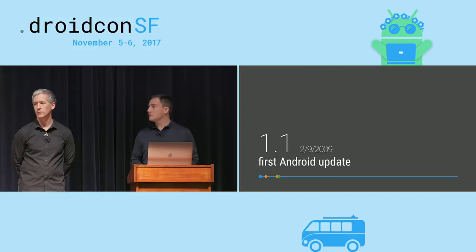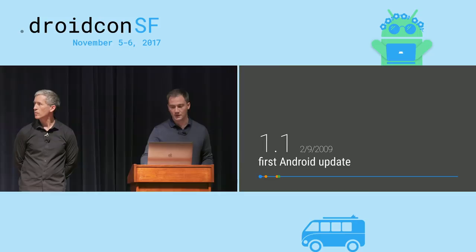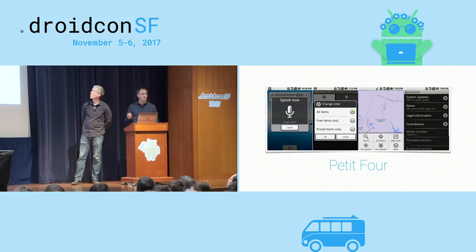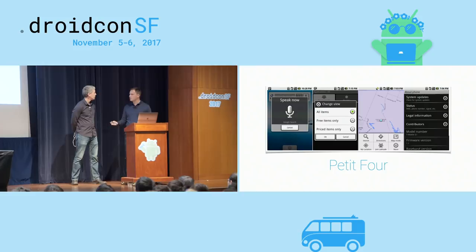A couple months later, in February, our first update, Android 1.1, our first system OTA, called Petit Four. The name was chosen to indicate that it was a small release. But we added a bunch of features. So we had voice search, we had Latitude. Latitude is location sharing. It used to be its own application. It moved to Maps, then it was in G+. Yes. Now I think it's back in Maps.